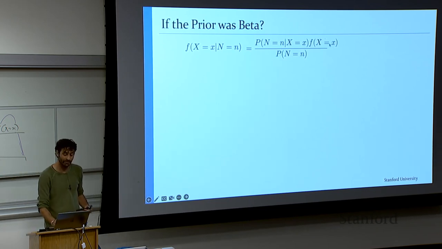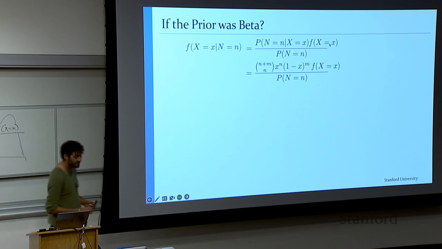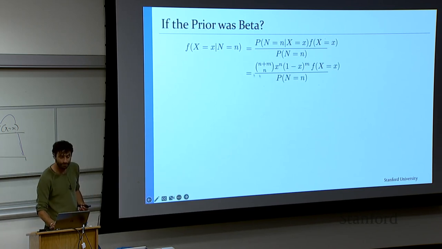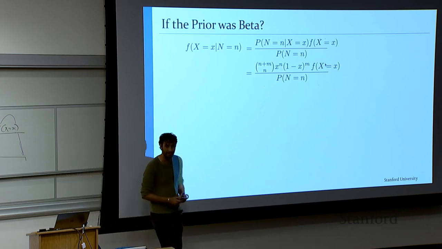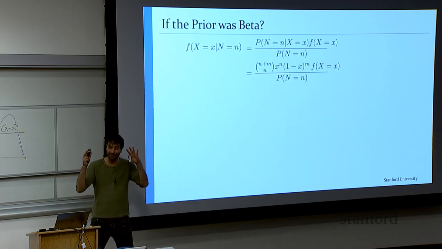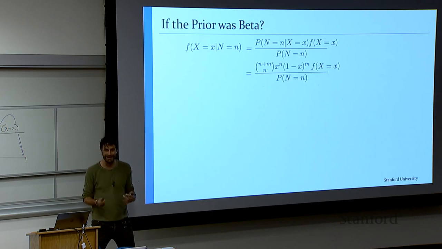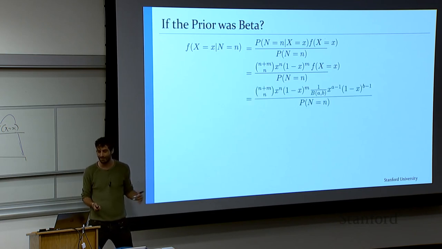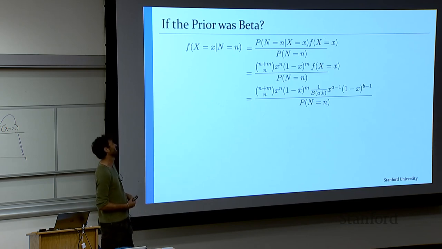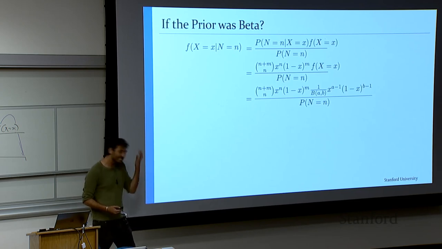But now we're going to have a different prior. We're still going to have the same binomial over here. It's just this is not going to be just a 1. Now your prior is a beta. Wild. Ready for it? Just put in that whole beta probability density function right there. You're like, oh, that's so ugly. Well, let's clean it up a little bit.